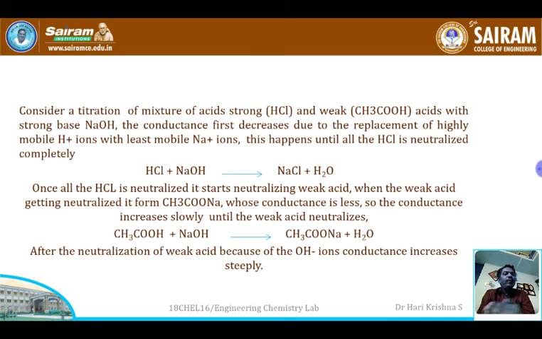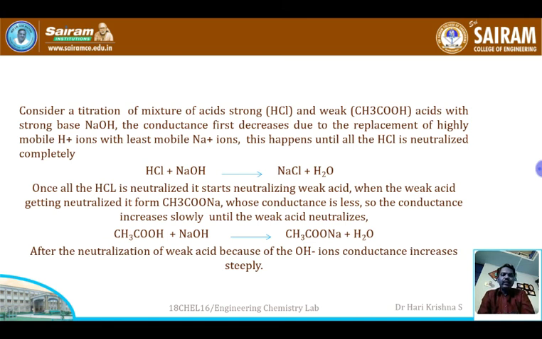So now the conductance depends upon Na plus and acetate ion. The mobility of acetate ion is greater than Na plus ion. As more and more acetic acid gets neutralized, the concentration of acetate ion will increase. Therefore, the mobility of acetate ion is greater, so the conductance is also greater. Therefore, our conductance will increase. Once both HCl and acetic acid are neutralized, what happens?